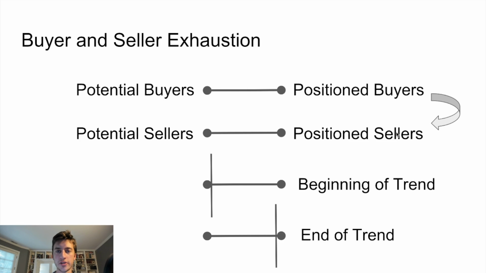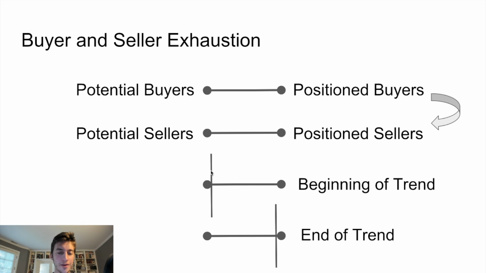Now, I don't want to just talk about position buyers and potential buyers without talking about how they flow into one another in a pendulum. So imagine any kind of uptrend or any kind of downtrend as a pendulum. From the beginning of that uptrend is when you have the maximum amount of potential buyers. So we're here with this pendulum. Imagine this vertical line is the pendulum. The end of that uptrend is going to be when we have the maximum amount of positioned buyers, meaning everyone who wanted to buy into the uptrend has already bought.